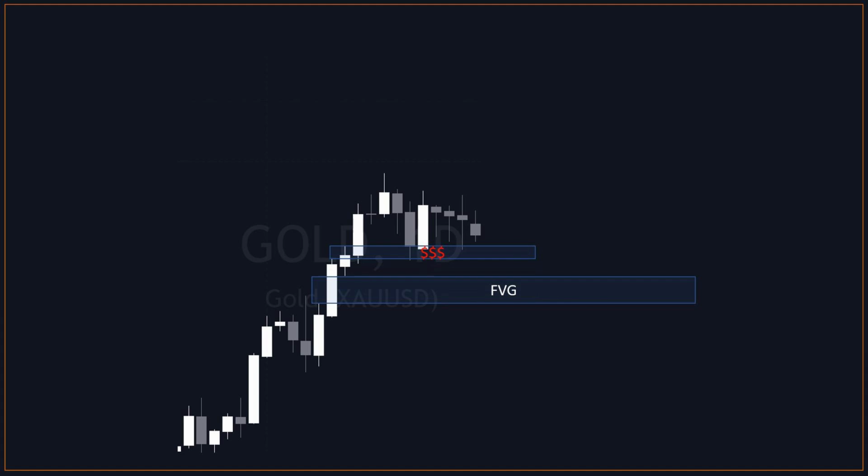That's when we're going to look for entry. So for now we're waiting for price to actually mitigate our fair value gap and then push to the upside. So from here we see that price has mitigated our fair value gap. Okay, and we need to go on a lower time frame to get a better entry.